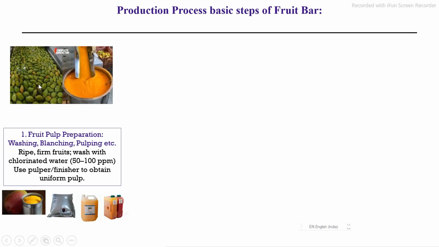The main processing steps in the fruit bar: first, the extraction of the fruit pulp from the fruits.